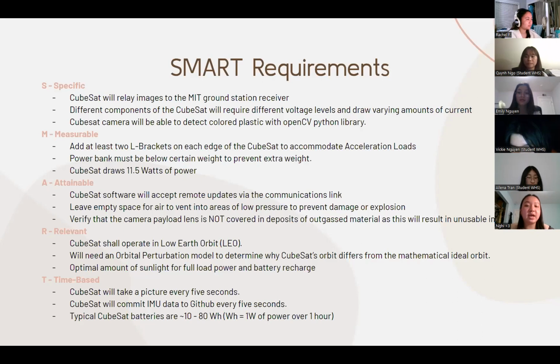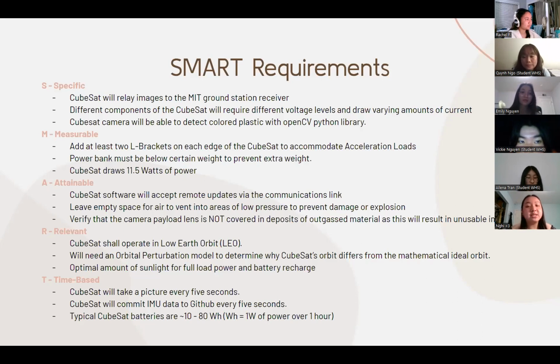Next, we have the R in SMART, which is where we present relevant and realistic objectives, which here we want our CubeSat to be able to operate in low Earth orbit, which we will need an orbital perturbation model to determine why the CubeSat's orbit differs from the ideal orbit. We also expect to have an optimal amount of sunlight for a fully charged battery and much power.